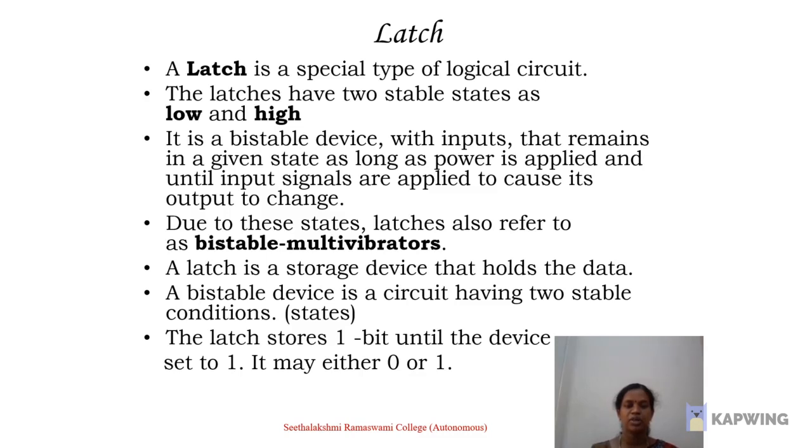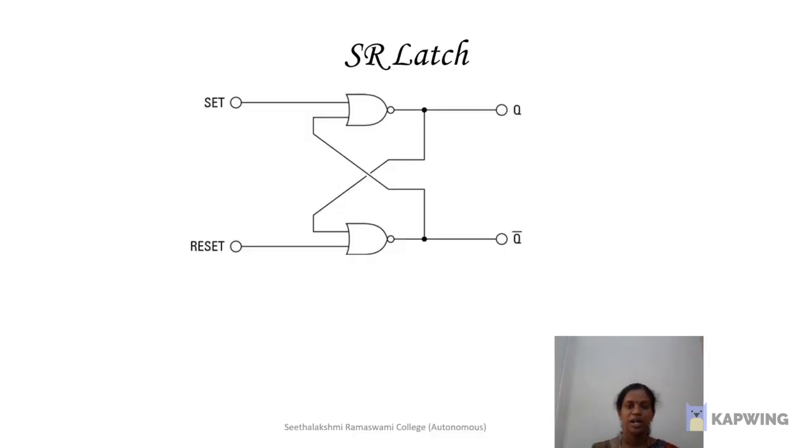A latch is a storage device that holds the data. A bistable device is a circuit having two stable states. The latch stores one bit until the device is set to 1. It may be either 0 or 1. A latch is a temporary storage device that has two stable states. It is the basic form of memory.